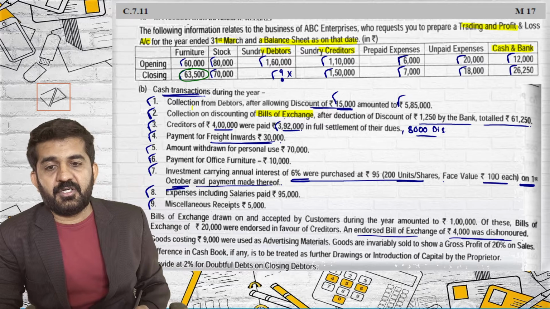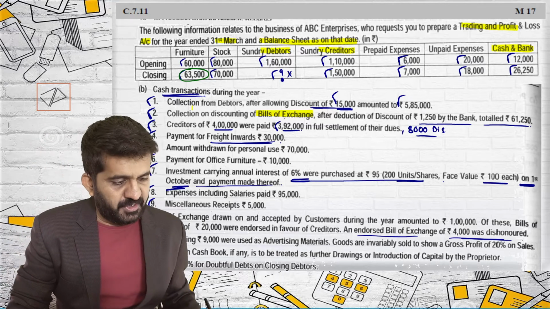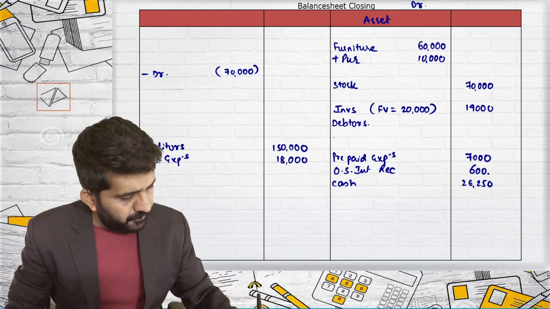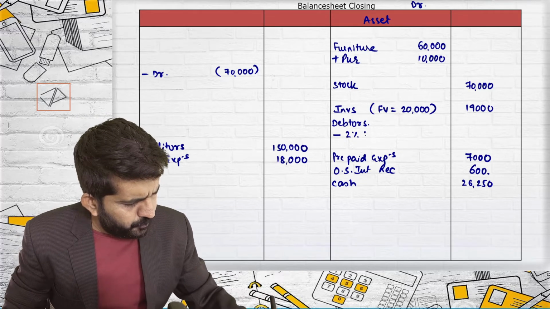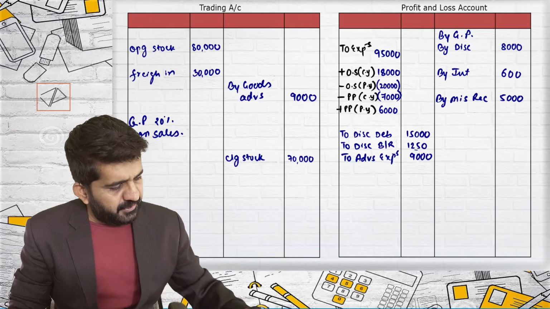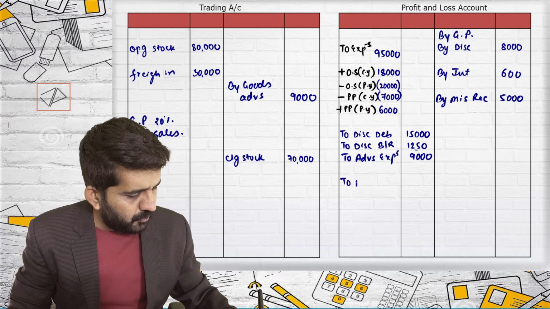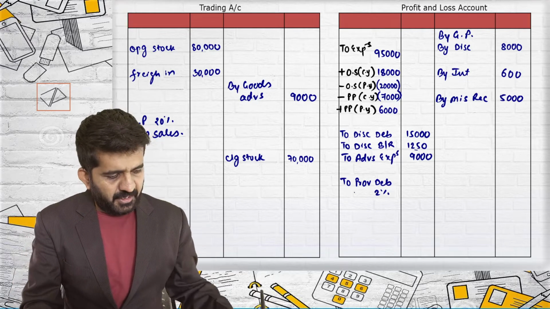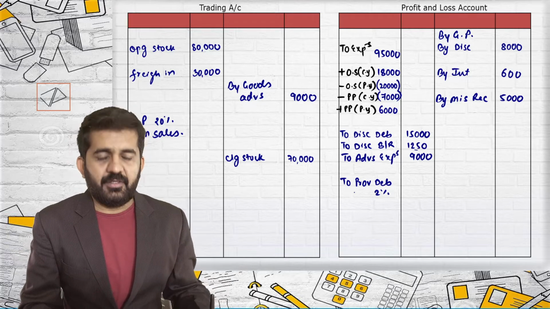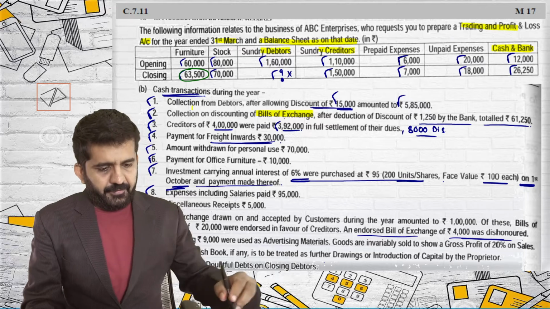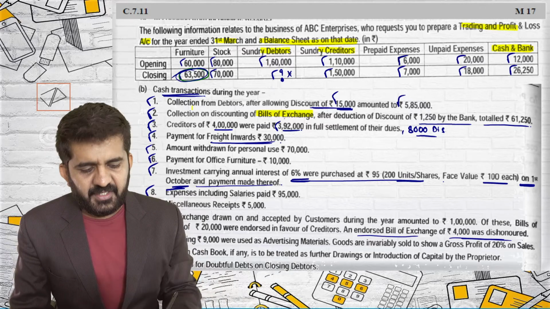Provide 2% discount for doubtful debt on closing debtors. See what I am doing. Debtors will be written in the inner column minus 2% provision, and this 2% provision of debtors I will be writing even in P&L account as provision for debtors. Whenever I get this figure, I'll write it over here. Once I get closing debtors, I can get that figure. This point we kept pending.